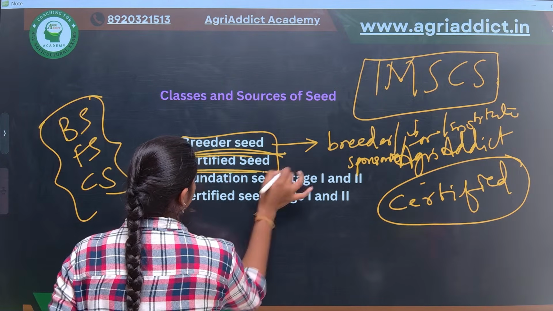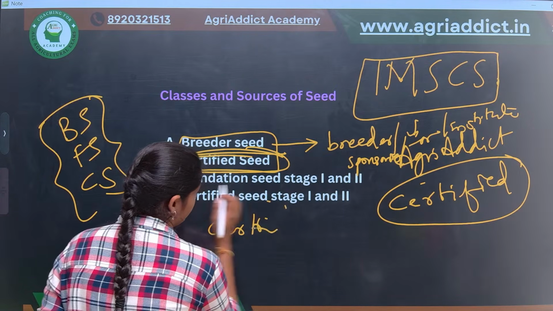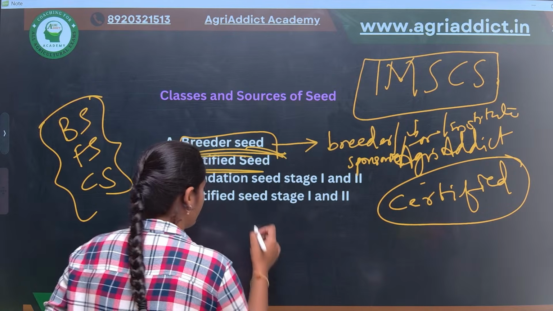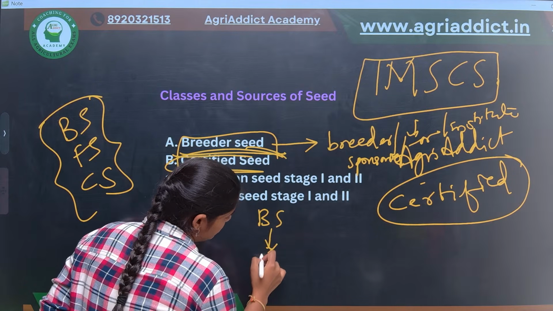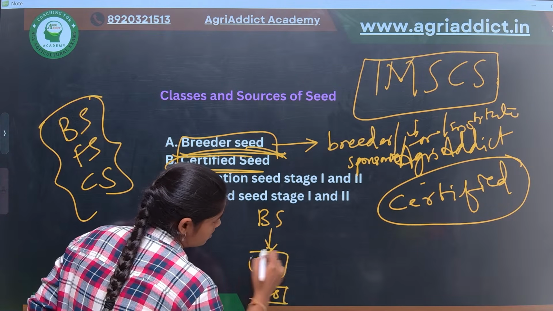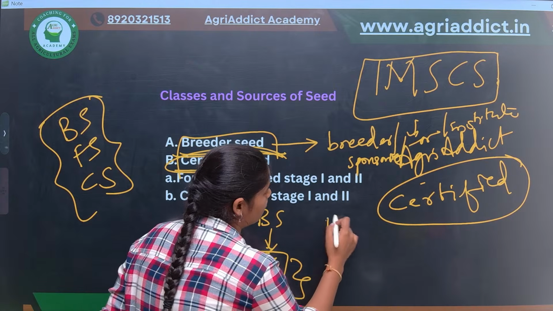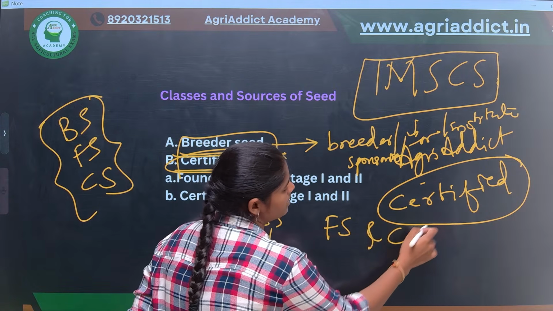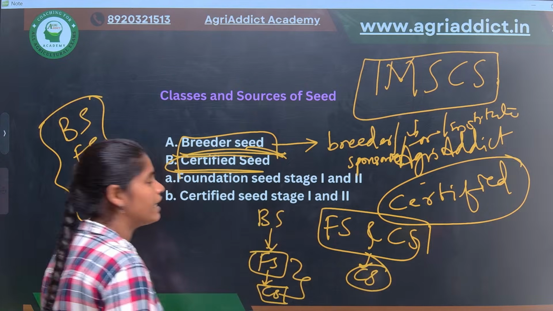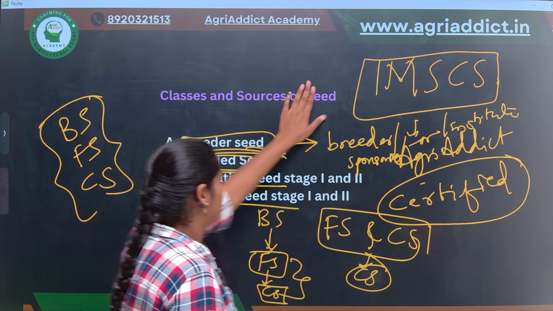But what happens in certified seed? Certified seed is which is certified by the certification agency. We can't go for commercial cultivation of breeder seed. We go from breeder seed to foundation, foundation seed to certified. These two can be certified by the certification agency. So both foundation as well as certified seeds are considered as certified seed. Don't get confused by this. Here we have foundation seed and certified seed, right?